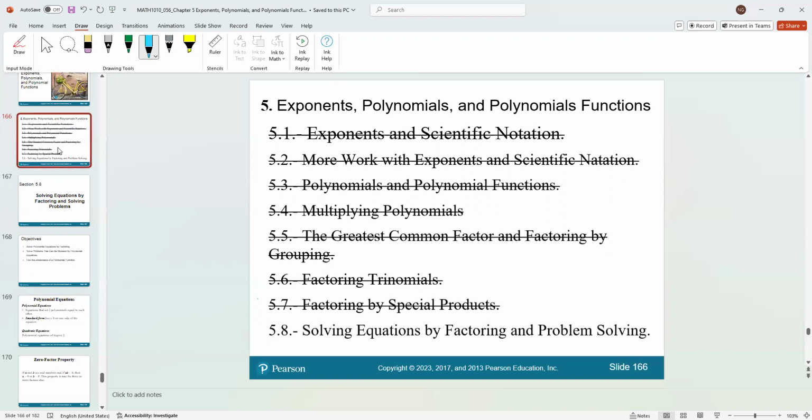In the previous sections, if you missed anything, I would strongly advise you to go back and watch the videos that covered sections 5.1 through 5.7, going through exponents, scientific notation, polynomials, polynomial functions, multiplying polynomials, the GCF, greatest common factor, factoring by grouping, factoring trinomials, and factoring by special products. And now we will go ahead and solve equations by factoring and solve problems.